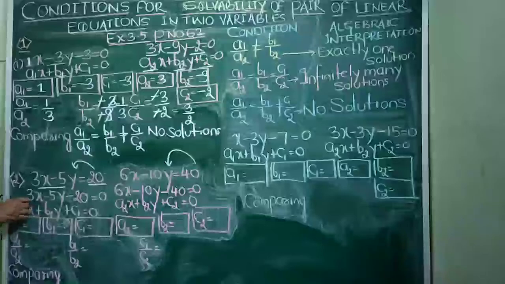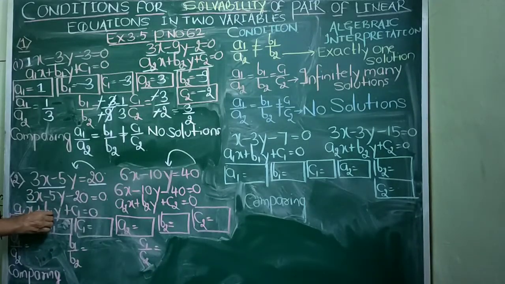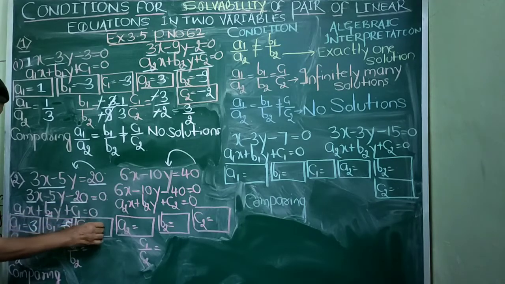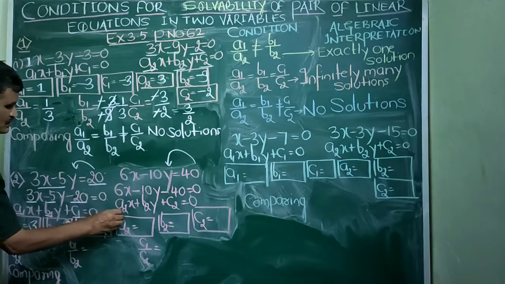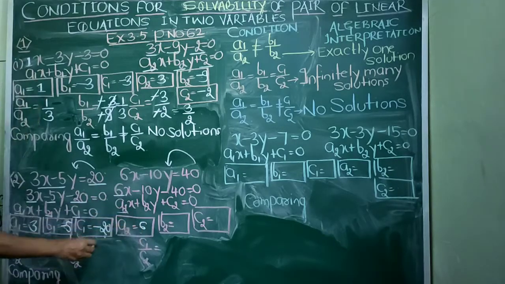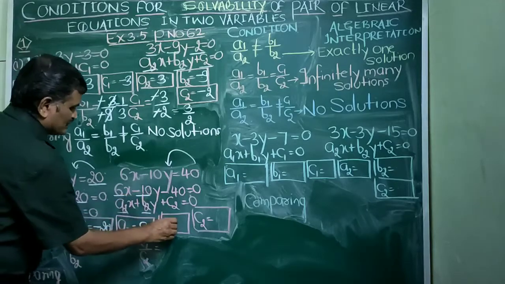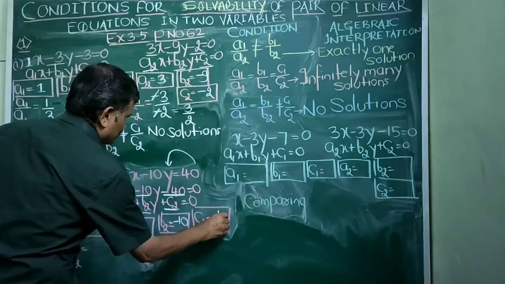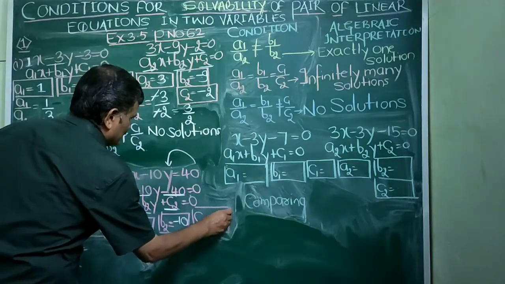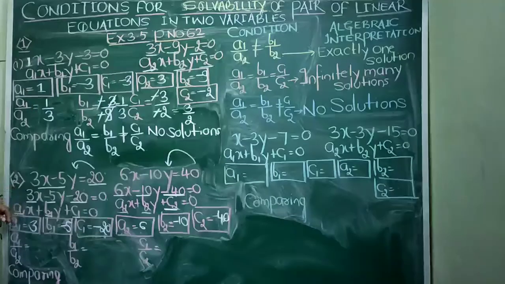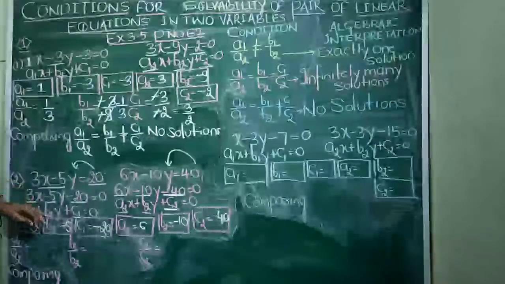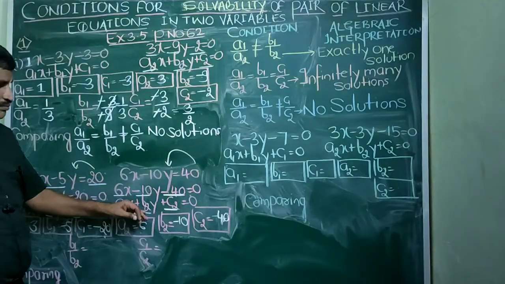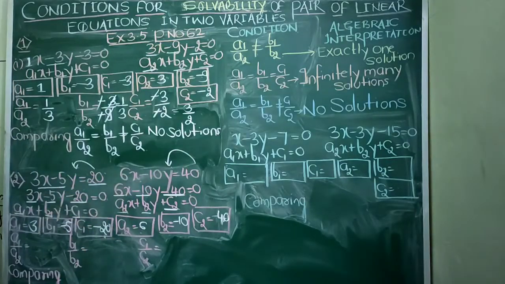Once it is converted into standard form, the same method has to be applied. Compare the coefficients. A1 is 3, B1 is -5, C1 is -20, A2 is 6, B2 is -10, and C2 is -40. So I have found the values of A1, B1, C1, A2, B2, C2. Now let me compare the ratios.